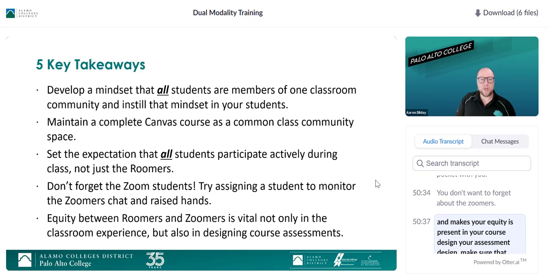And make sure equity is present in your course design, your assessment design. Make sure that Roomers and Zoomers are getting the same experience, or at least as close to it as you can possibly do. Okay, try and make it fair for both of them, because they are registering for the same class. It shows up on their transcript the same. It should be the same experience, at least to the best of your abilities.